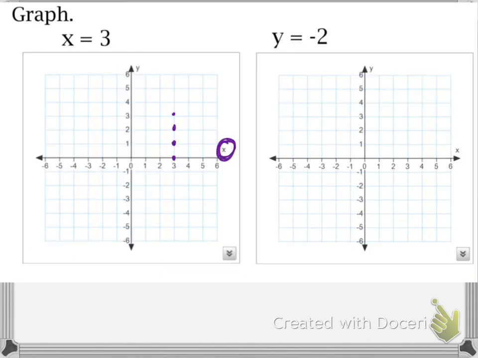Is that it? Nope. So don't forget how to graph these. x equals 3 is when all the x values are 3. So that's going to be a vertical line. Similarly, when y equals a number, it's when the y values are all -2.